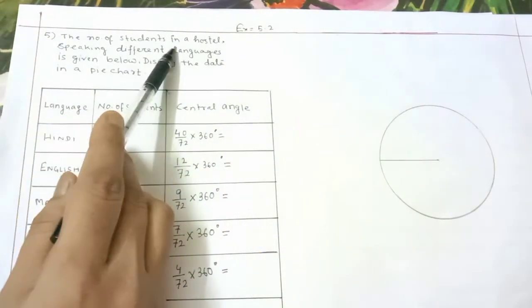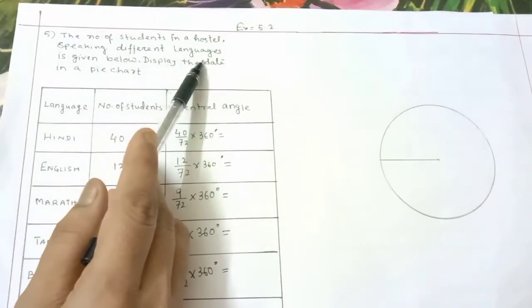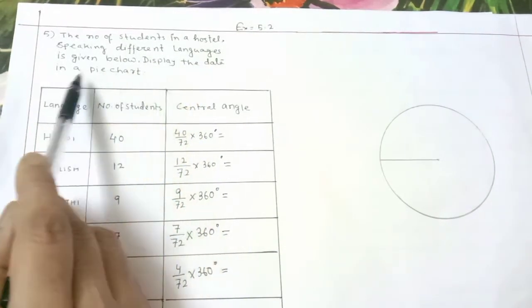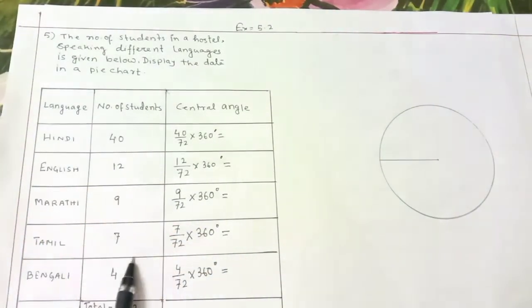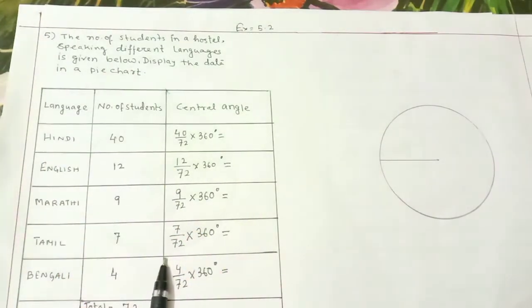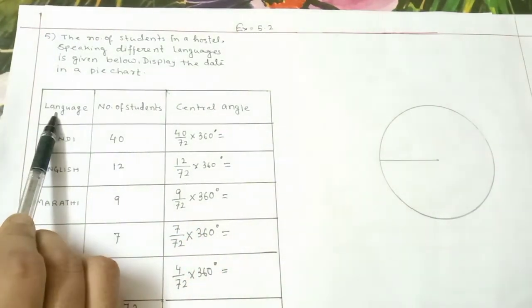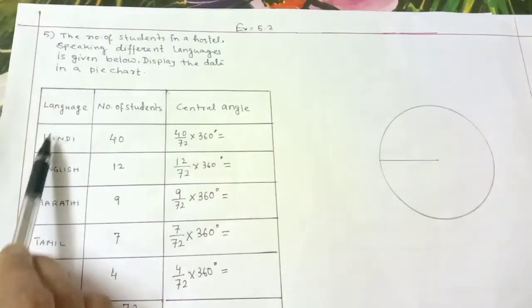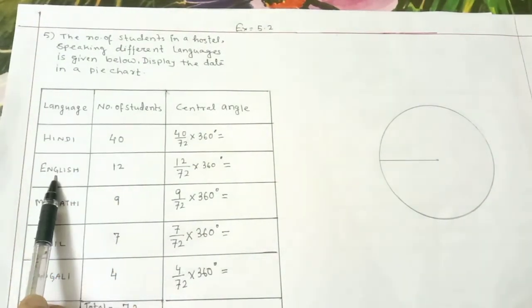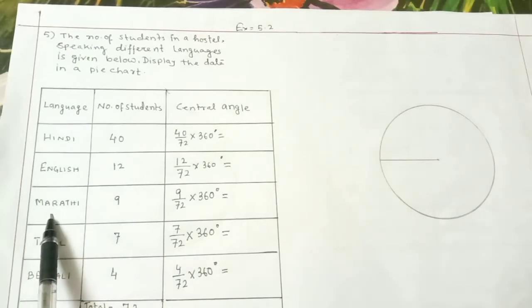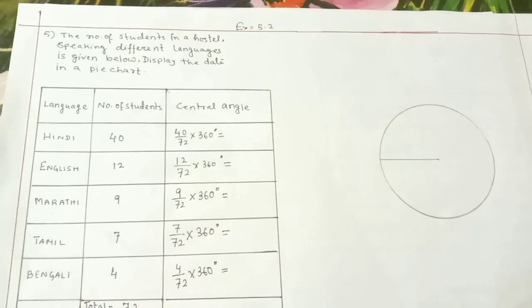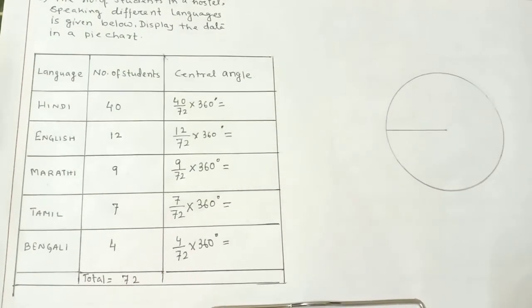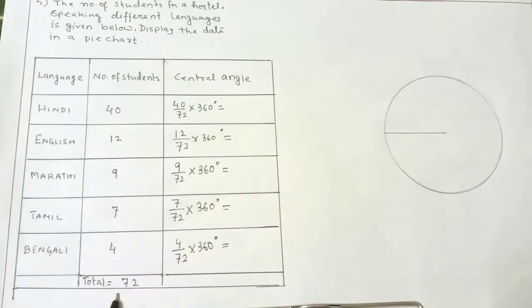The number of students in a hostel speaking different languages is given below. Display the data in a pie chart. The data is given here. Up to here you will get the question in your book. Language, number of students. Language Hindi 40 students. Language English 12 students. Language Marathi 9. Tamil 7. Bengali 4. Total number of students surveyed is 72 in that hostel.